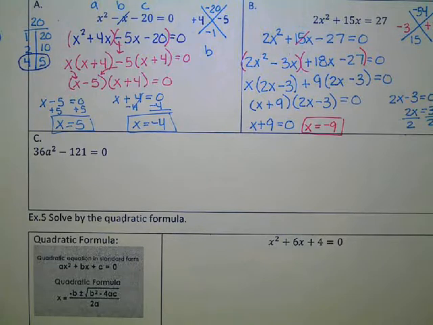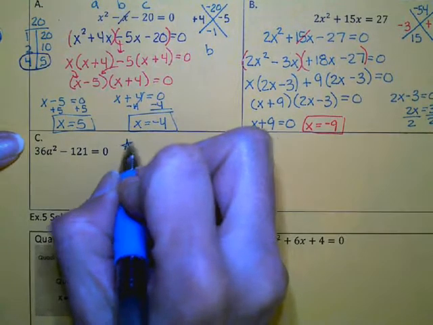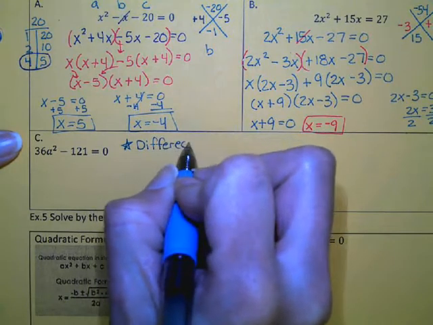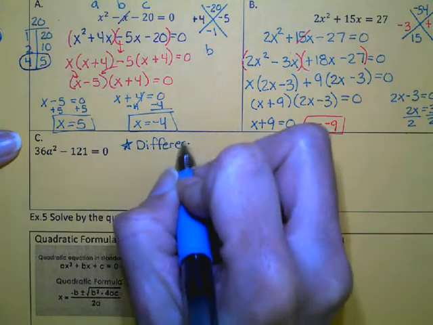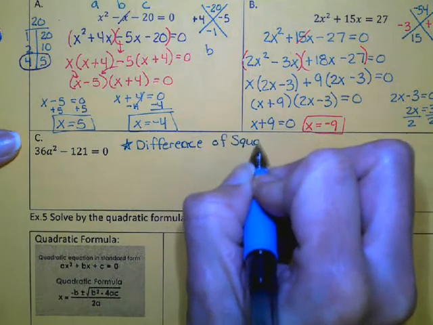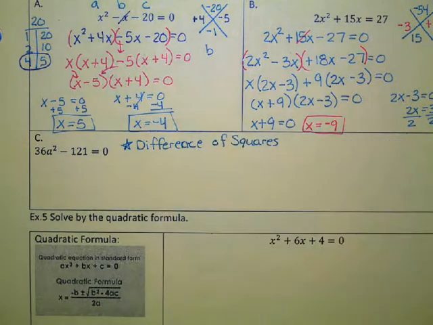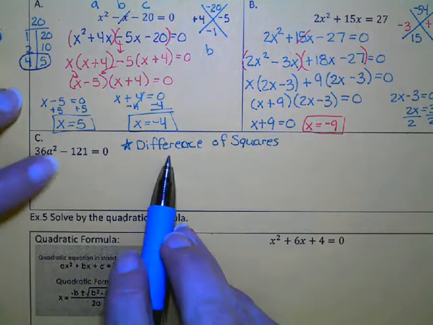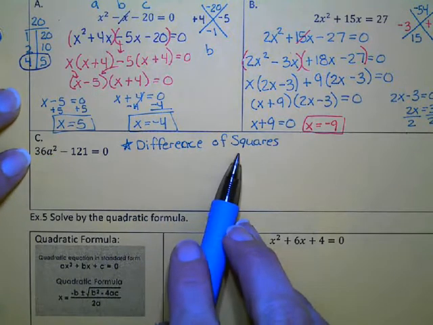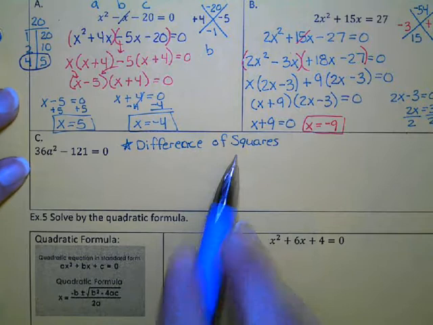This one is called a special case. It's called difference of squares, because both the number 36 and 121 are called perfect squares. The word difference comes because it's a subtraction sign, squares, because both of these numbers can be square rooted. So what we're going to do is we're going to square root both of these numbers.